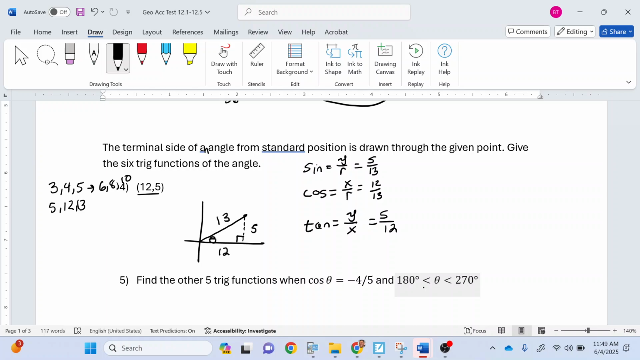And then we're going to use our reciprocal ones, which is cosecant, secant, and cotangent. Good. And then in this case, it's going to be r over y, or 13 over 5. It's going to be r over x, which is going to be 13 over 12. And it's going to be x over y, which is going to be 12 over 5.